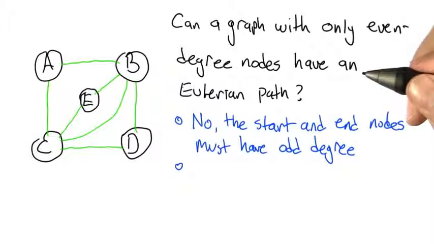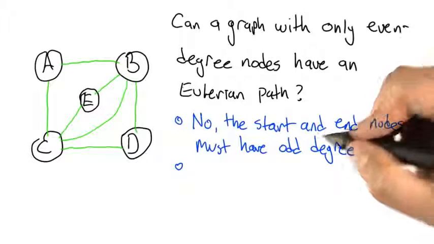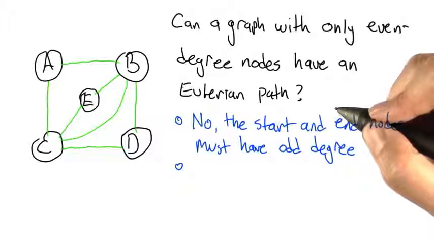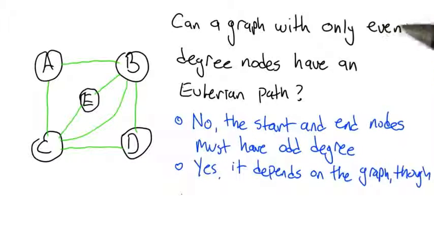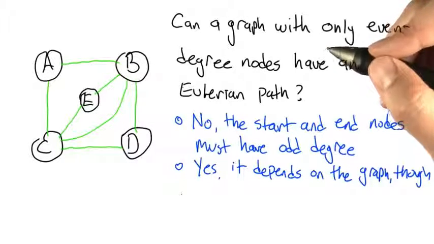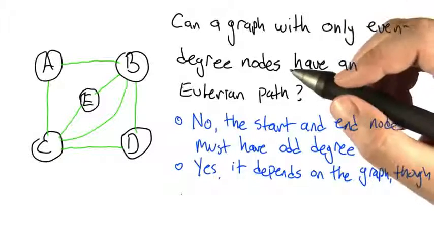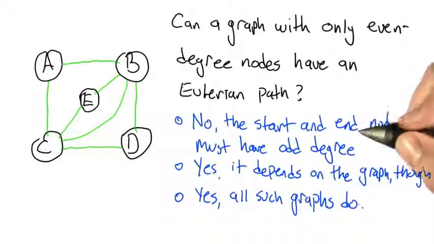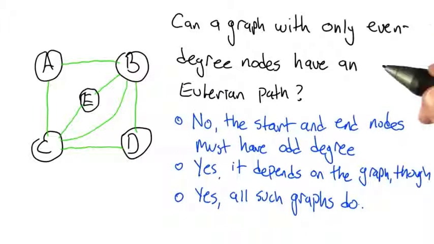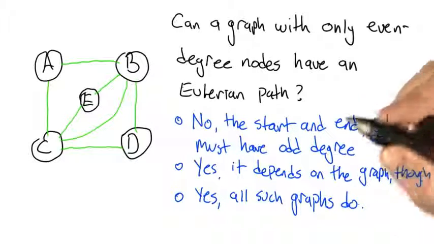So one possible answer is no, the start and the end nodes of the path have to have odd degree, which they wouldn't in this case, so it can't have an Eulerian path. Another possible answer is yes, but it depends on the particulars of the graph in question. So some graphs with only even degree nodes have Eulerian paths and some don't. Another possibility is that the answer is yes, all such graphs do. Any graph that's connected and has only even degree nodes will have an Eulerian path of a particular form.